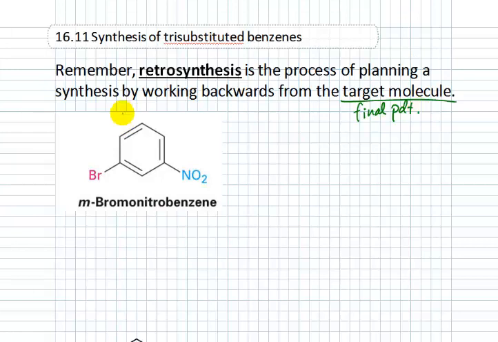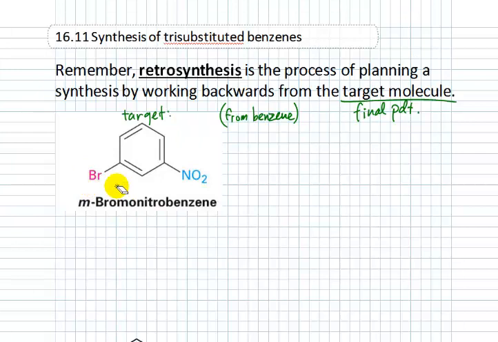So if this is our target, meta-bromo-nitrobenzene, and I want to synthesize that, say, let's synthesize all of these from just regular benzene. What I do is work backwards, okay, thinking what the last thing is that would make this compound. What's the compound that comes right before this? Or what's the last reaction that has to happen to make this one?